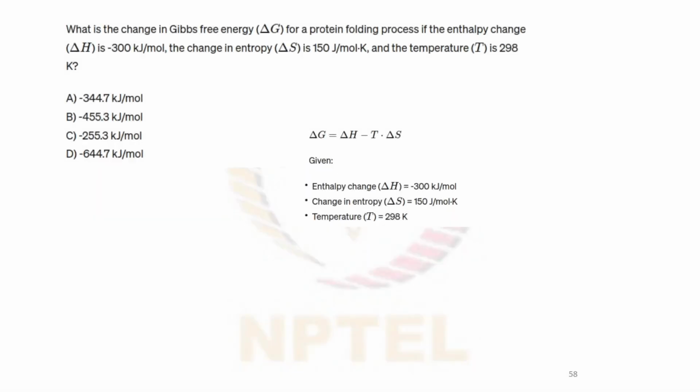So what is the change in Gibbs free energy of a protein folding process if the enthalpy change delta H is minus 300 kilojoule per mole, the change in entropy delta S is 150 joule per mole per Kelvin, and the temperature is 298 Kelvin? Consider that the units of enthalpy and entropy are not in the same order. So kindly have a look into this before solving.